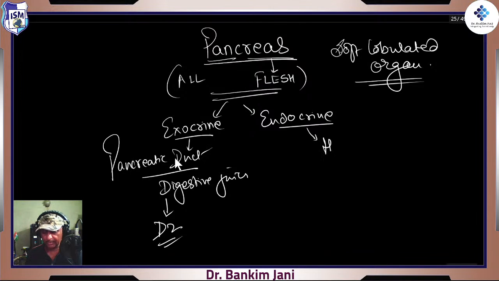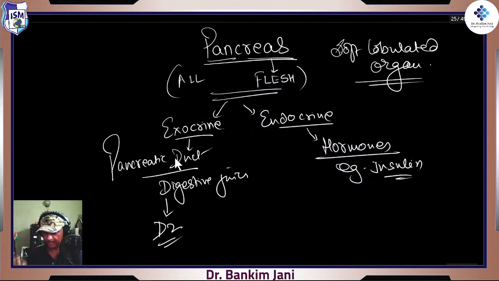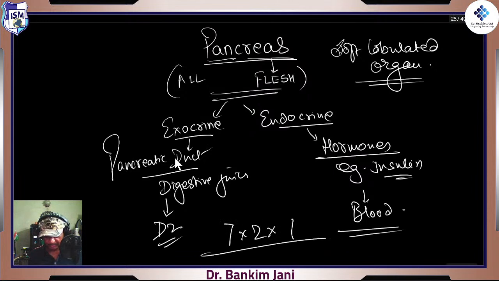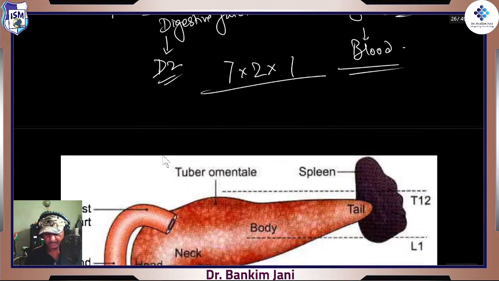Over here, it will be generating all those hormones, say for example insulin, glucagon, all of them are there. We are just writing insulin. And it will be put into the blood, right? Size is 7 by 2 by 1. So it is a long structure.